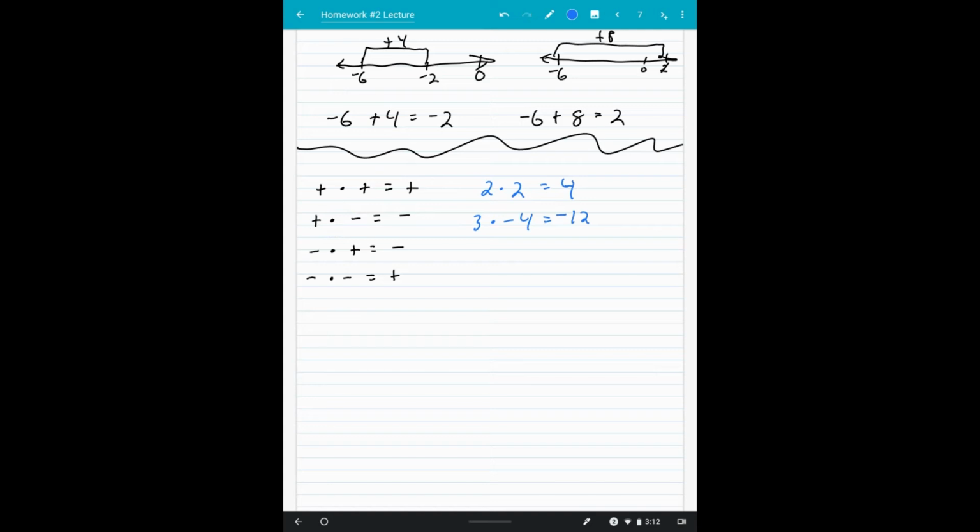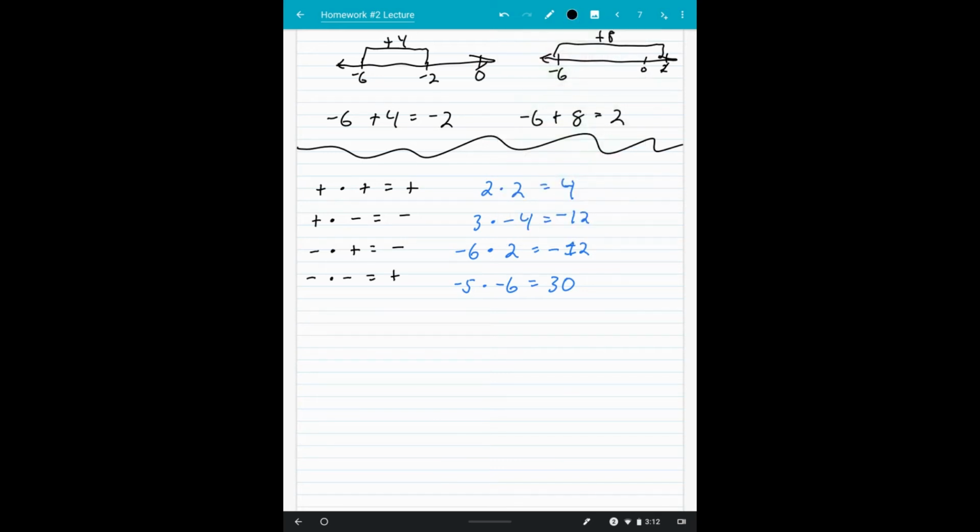We put negative 12. If I say negative 6 times 2, a negative times a positive will result in a negative. 6 times 2 is negative 12. Then lastly, if we have a negative times a negative, the result is going to be a positive. 5 times 6 is 30.